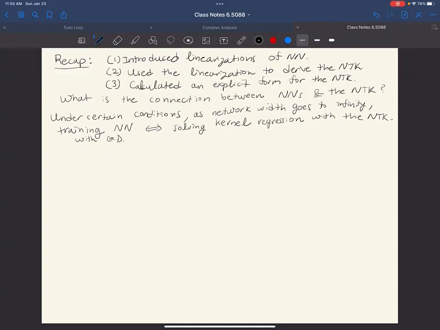So how does one go about proving this? Well, the idea is actually pretty simple. So remember, actually, I'll write it as this. Our goal: show that a neural network is very close to its linearization through training.